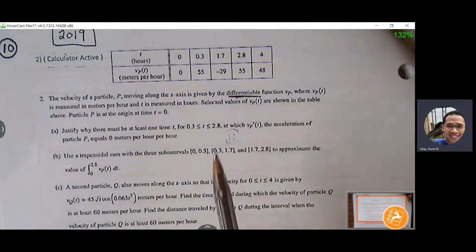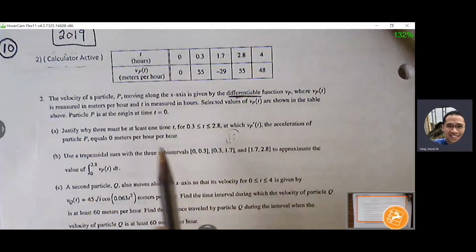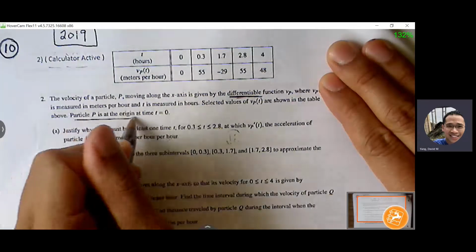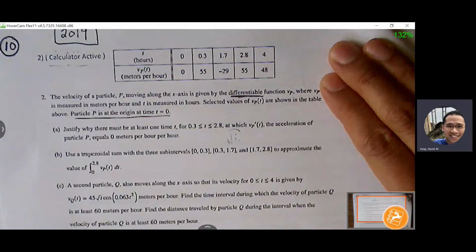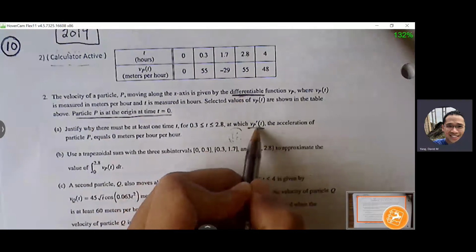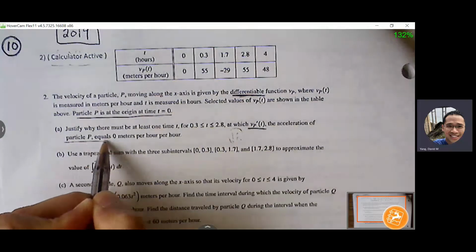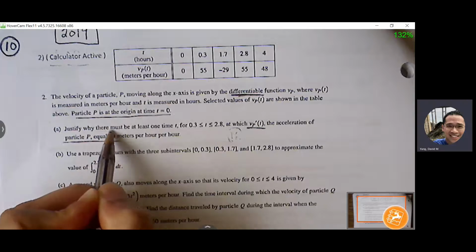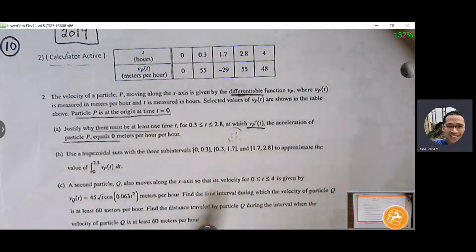Selected values of velocity are shown in the table, and particle P starts at the origin at time t equals 0. Okay. Justify why there must be at least one time t between 0.3 and 2.8 where v prime, the acceleration of the particle P, is equal to 0. Okay. Trying to figure out where v prime is equal to 0 and justifying or guaranteeing that time. Does that remind you of any theorem that they're trying to get us to reference?